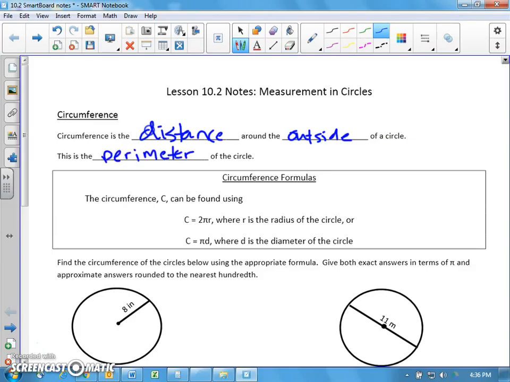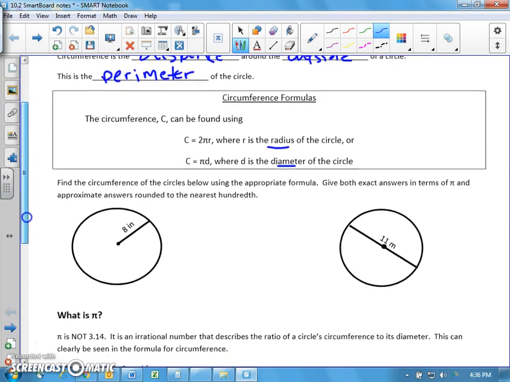Below you have two formulas. We can either use C equals 2 pi r or C equals pi d. It really just depends on whether you're given the radius or the diameter. Below we have two examples, and let's look at using those.